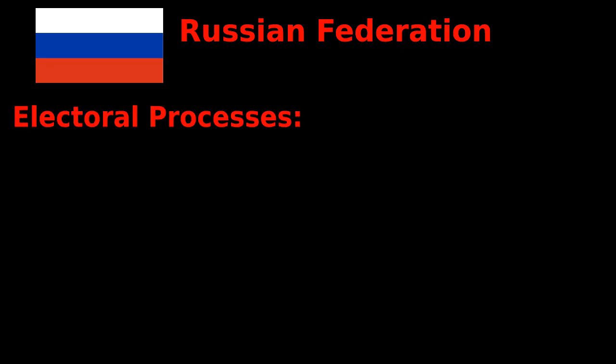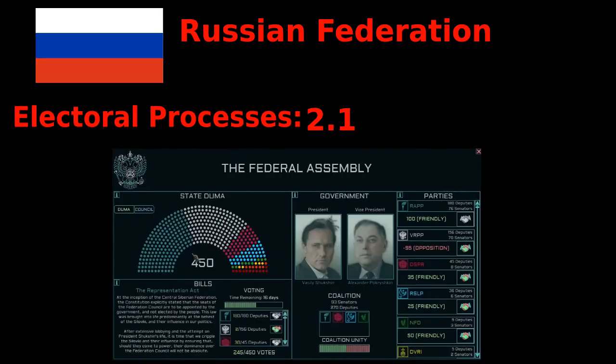Next up, we have Pokryshkin's Russian Federation. First up, once again, we have electoral processes, which I give a score of 2.1, since elections do occur throughout the country on the federal, state, and local levels, and the elections occur regularly and on schedule.